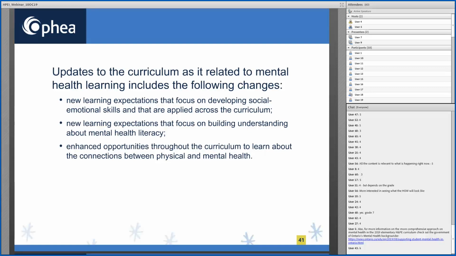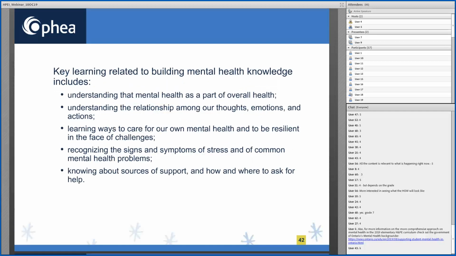We started off with SEL. We've moved to the addition of mental health within Strand D. For those three key areas in terms of what overall those updates are for the curriculum, there are new learning expectations focused specifically on social emotional learning, those that focus specifically on mental health literacy, and then enhanced opportunities throughout the curriculum to make connections between physical and mental health. Within the mental health literacy area, there are some key learnings that we focus on that are scaffolded over the developmental phases throughout the grades.